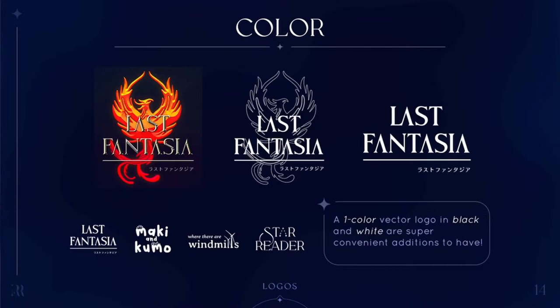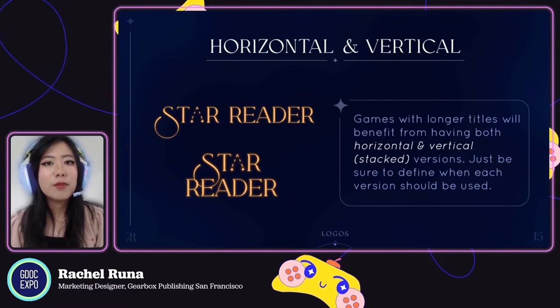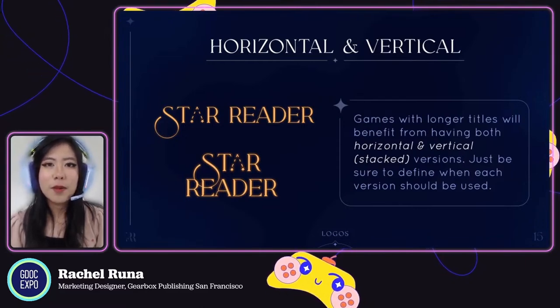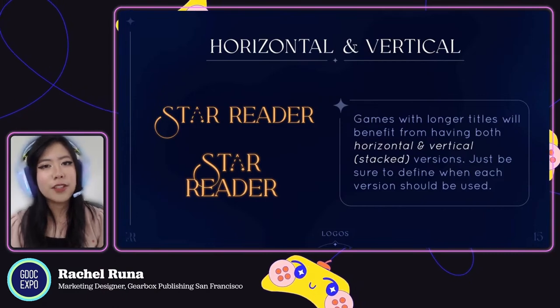Simplifying your game's logo to be a one color vector will be a super convenient addition to have. As you can see here, the fake logo that I made fits in really well with the other white logos. And another example of this is when you need to have your logo up against your developer logo, publisher logo, platform logo. It will blend in really well. And speaking of your developer logo, make sure to give that some attention as well. Games with really long names will really benefit from having both a horizontal and vertical version.